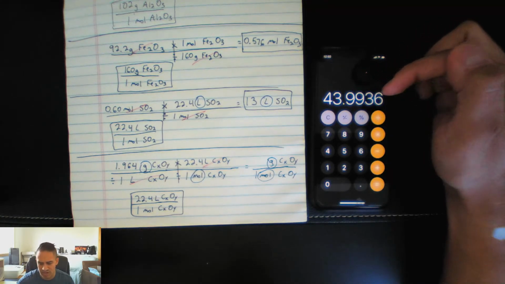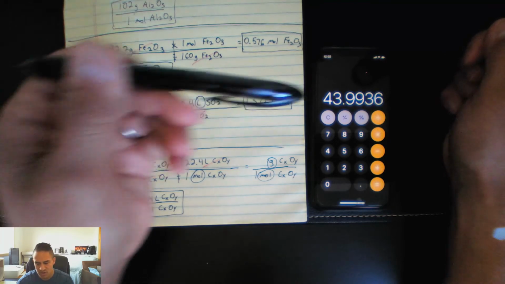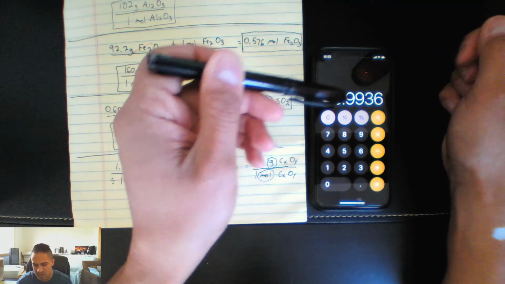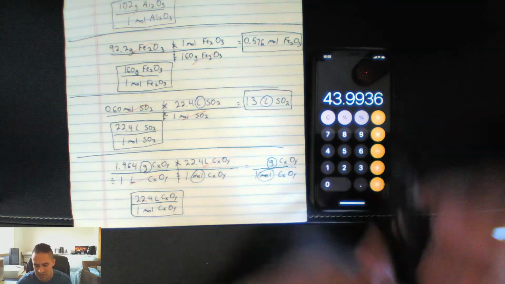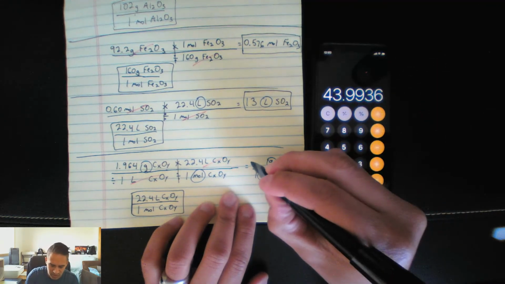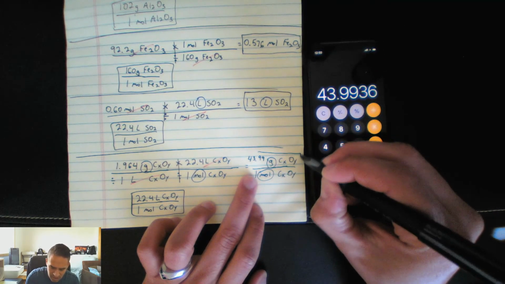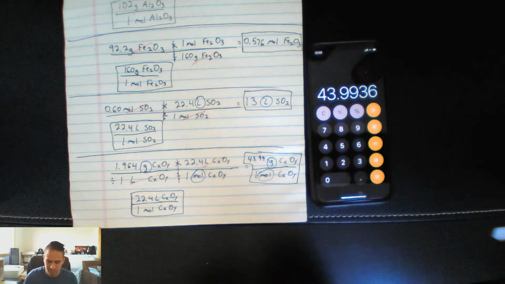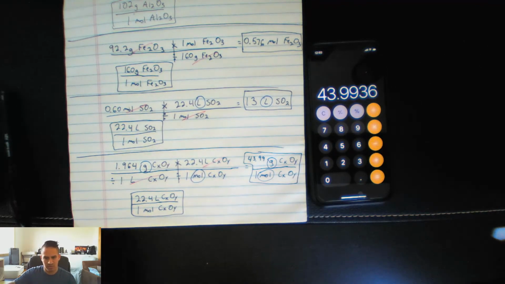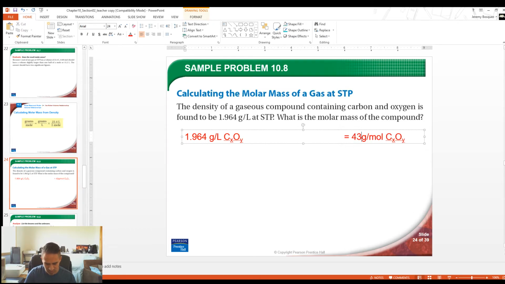So we get 43.9936. Our starting number here had 4 significant figures. We should round this to 4. So 4, 3, and then the 2 9s would be our 4 sig figs. And this 3 will keep that 9 a 9. So our final answer we're looking for is 43.99. That is the molar mass of this mystery gas that they are looking for. Okay, so back to our sheet. You're going to have 43.99 grams per mole. That is the answer they're looking for.